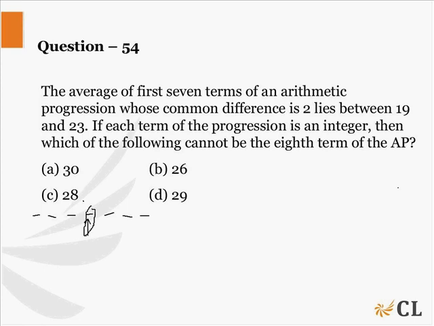So my average has to be this. Now the nth term can be defined as a plus n minus 1 into d. So the 4th term is nothing but a plus 3d. Clear? And it is given that d is 2, so this can be written as a plus 6. And the question says that this number lies between 19 and 23.